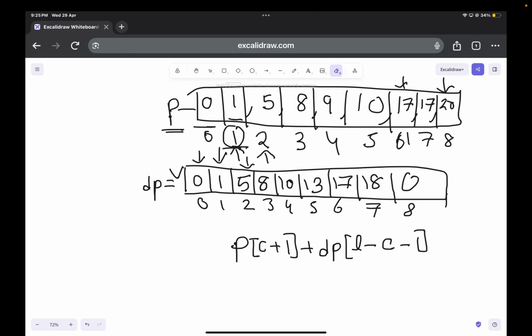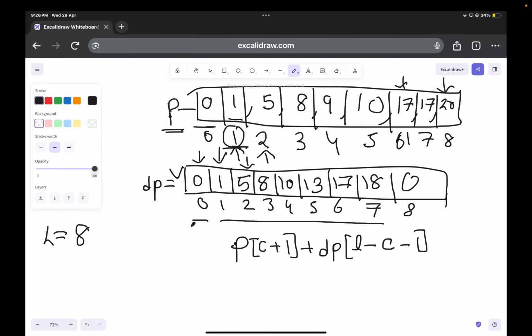So first I am trying to cut L. L is 8. So if I am trying to cut 8, I have all the possibilities from 0 to 7 cut. Basically when I say 0 to 7, I am cutting from 1 to 8. So if I am cutting from 1 to 8, I have to do C plus 1. So if it is 0 here, it means 0 plus 1 I am cutting. So that's why I am doing C plus 1. So C is the cut I am doing.